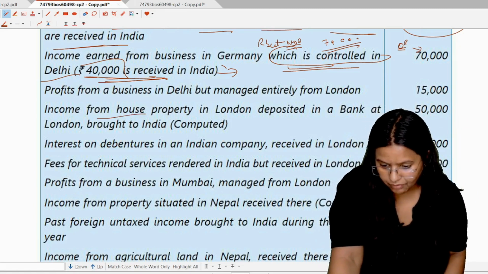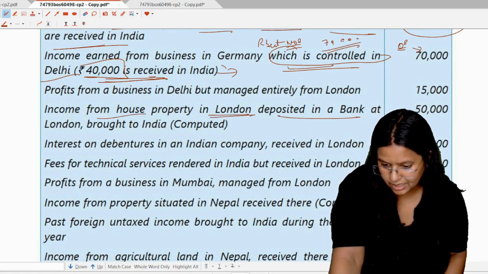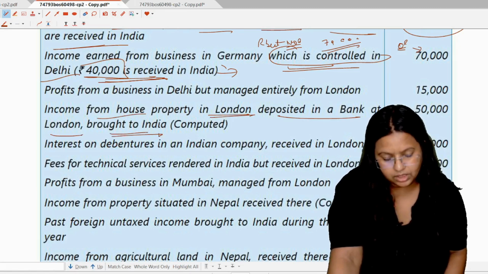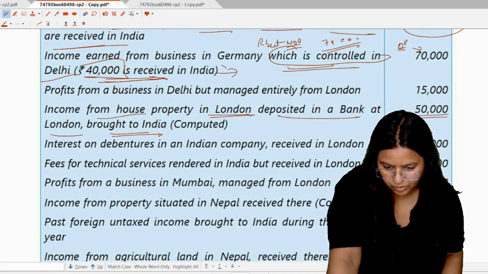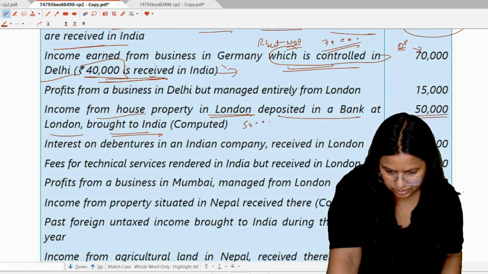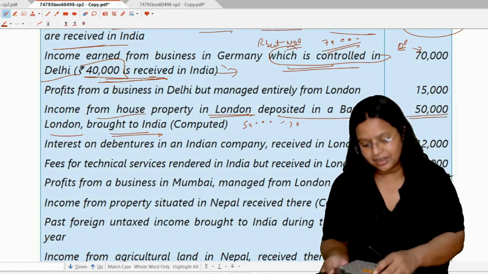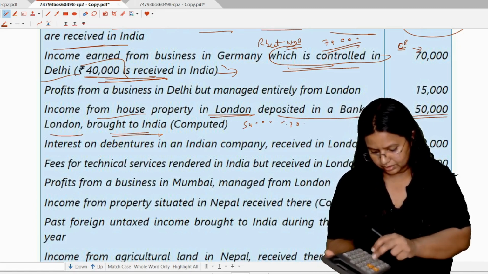40,000. Income from house property in London, deposited in a bank in London, brought to India. NOR, NR, not taxable. For ROR, 50,000 minus 30%. 50,000 minus 30%, that is the flat deduction for income from house property.